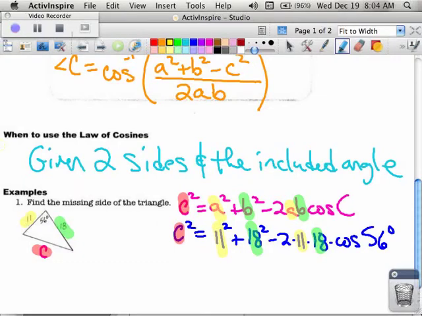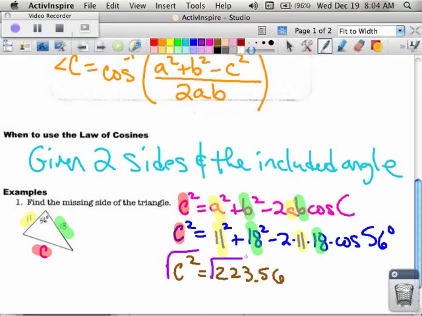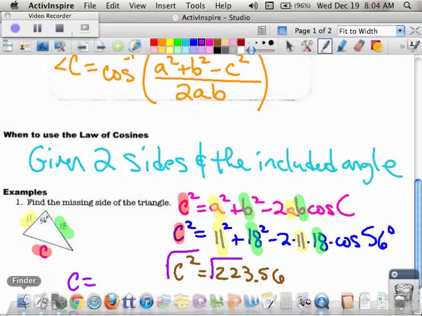So I know that c squared equals 223.56. Am I looking for c squared? No. I'm looking for c. So how do I get my c? Square root it. So I just square root that. And then that means that my c will be equal to whatever the square root of that number is.